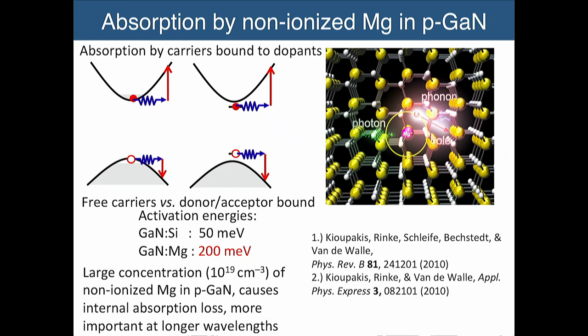So what we found in our calculations is that because you have these holes bound to magnesium, they can cause absorption loss in the p-type contacts of lasers, and that is the reason why you lose a lot of those photons inside the laser. An order of magnitude estimate tells you that in a green laser pointer, you would lose about half the light in this absorption instead of getting it out of your laser. So it's a significant source of loss.